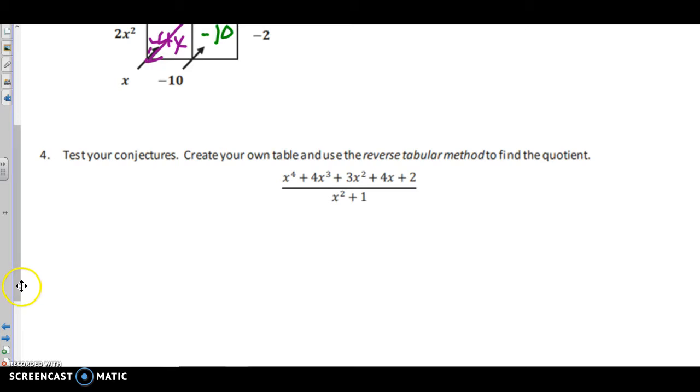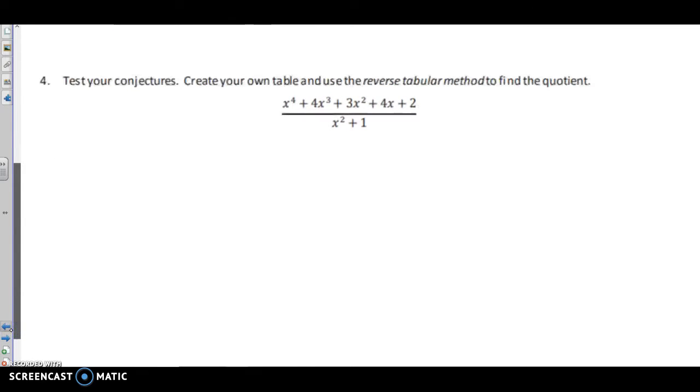Going down to number 4, it's asking us to do it from scratch. So the key part is looking at the first two terms, x to the fourth and x squared. So I know that I need to multiply x squared times x squared to get x to the fourth. So I need a quadratic on top, which means the maximum amount of terms I could have in my quotient is 3. So this helps set up my table for my tabular method.